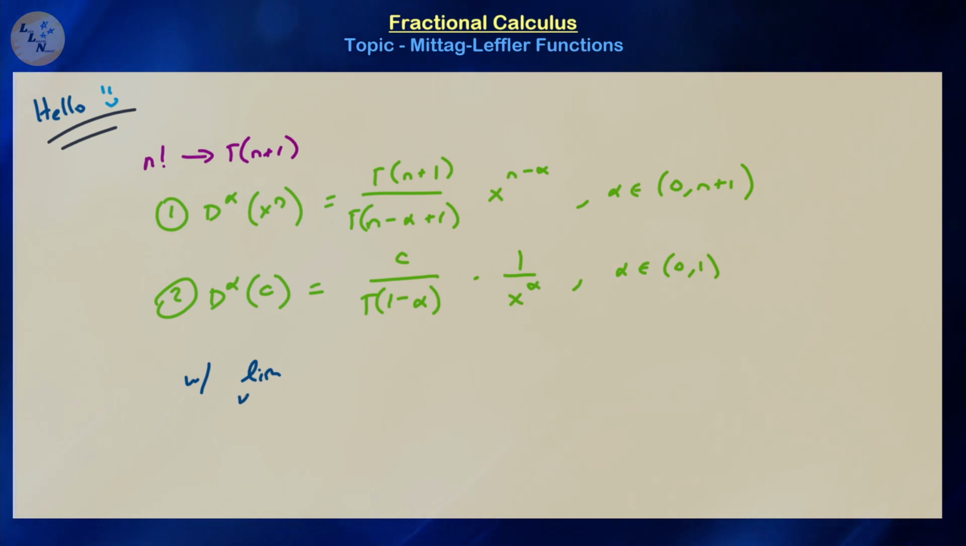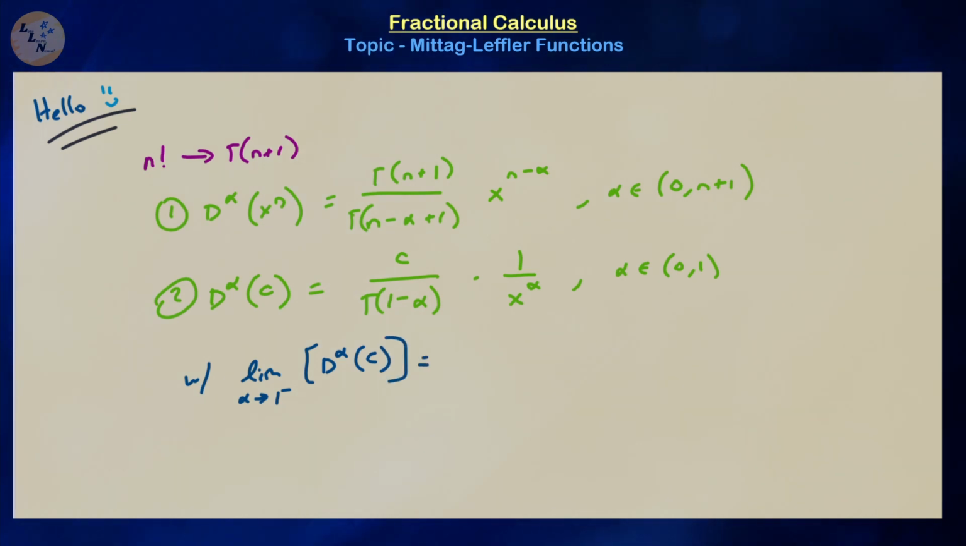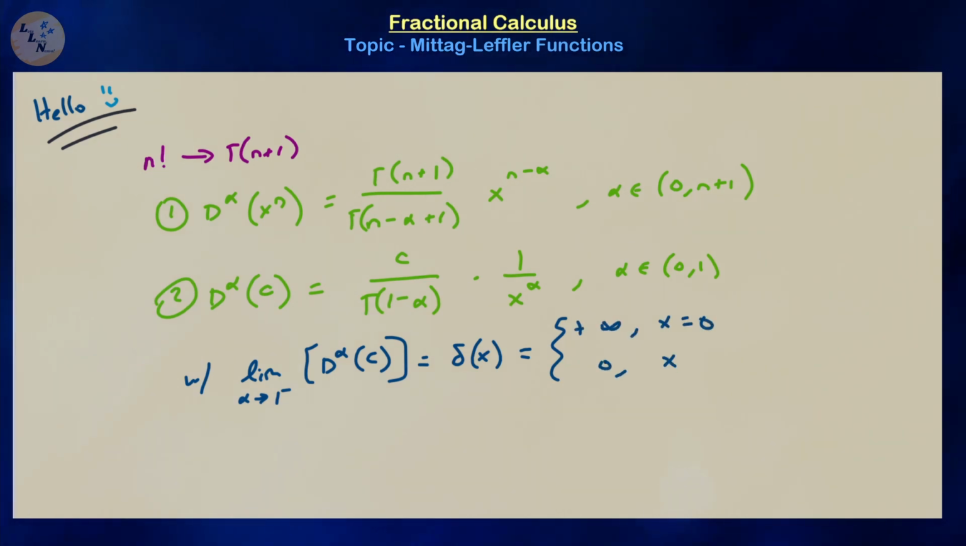In particular, the limit as alpha approaches 1 from the left-hand side of this differential statement is equal to the Kronecker delta function. And in case you don't remember what that is, that's equal to positive infinity for x equal to 0 and 0 otherwise.